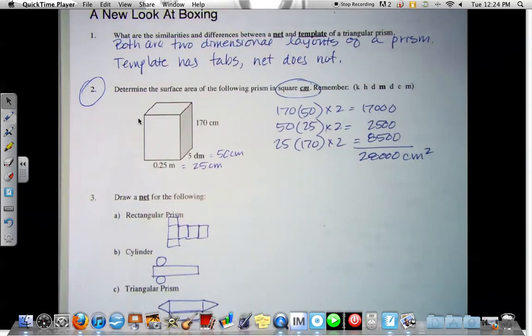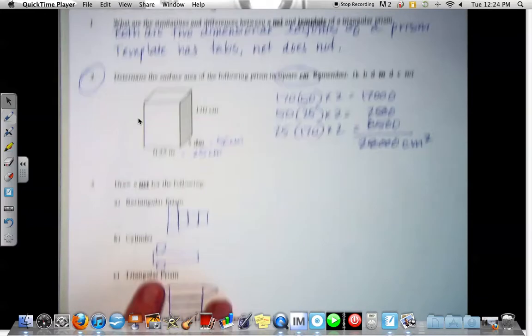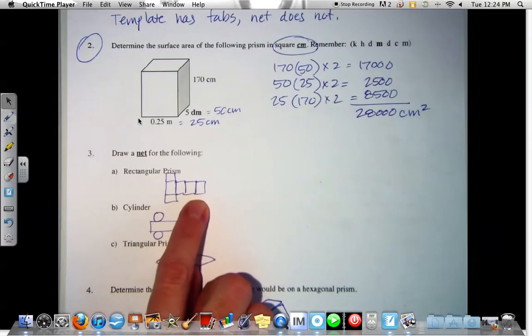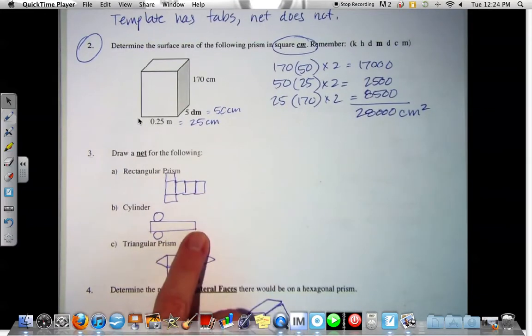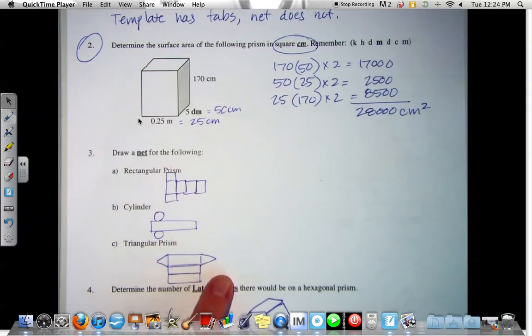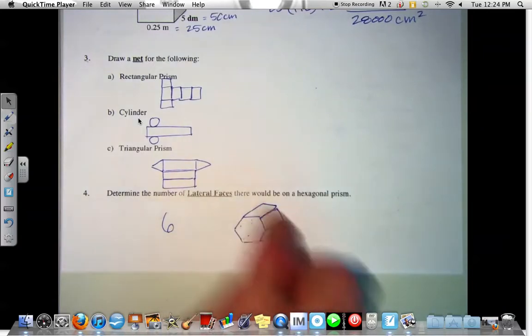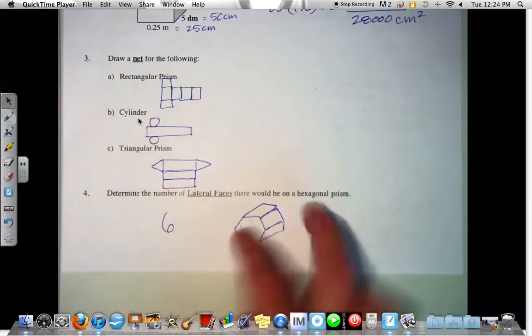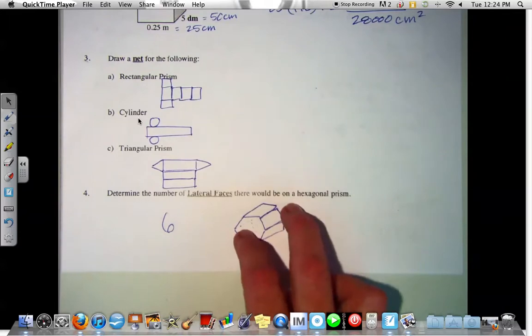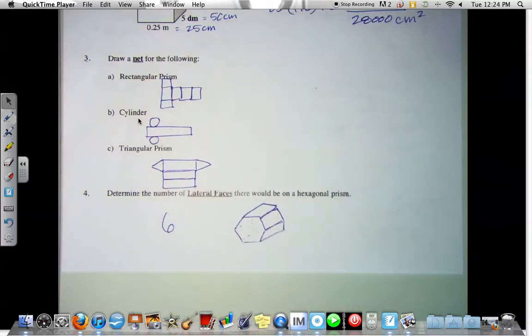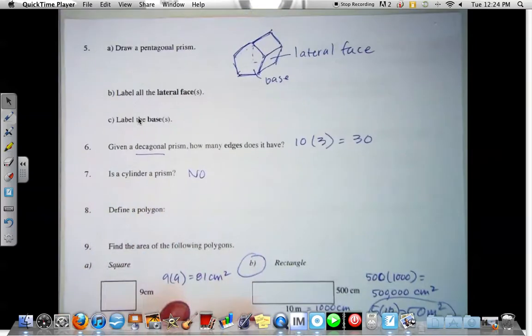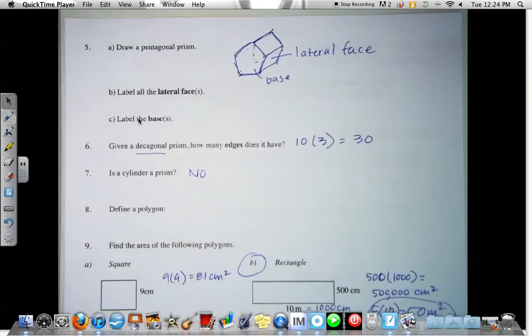Questions on that? All right, 3A, your rectangular prism can look something like that. Your cylinder and your triangular prism. Number 4, lateral faces. Remember, lateral faces are around. They're the rectangles. You have 2 faces that are hexagons, and the others are lateral faces, and there's 6 of them. Number 5, pentagonal prism. The pentagons are the bases, and the rectangles are the lateral faces.